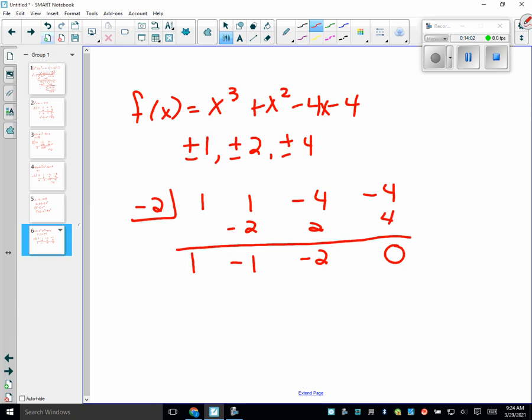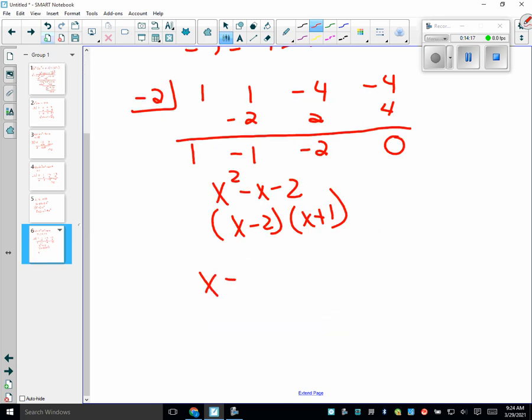How about that? So now don't I have x squared minus x minus 2? x minus 2. So what are my zeros? -2, -1, and positive 2? You good with that?